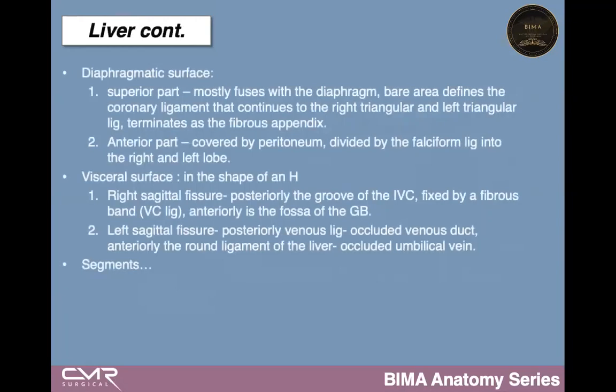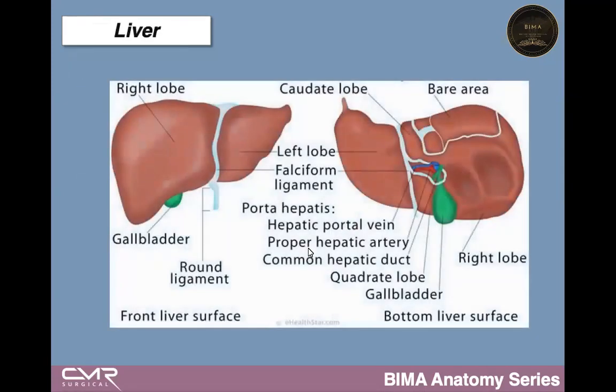Right, so you've got many different surfaces of the liver. You have the diaphragmatic surface, which is the superior aspect, which is fusing with the diaphragm. It's a bare area, and the bare area defines the coronary ligament that continues to the right triangular and the left triangular ligaments, and it terminates as the fibrous appendix, which you can't see very well, but usually the fibrous appendix is just sticking out here.